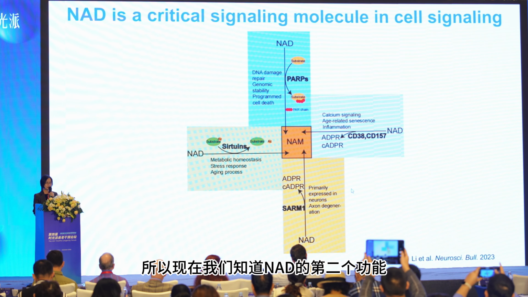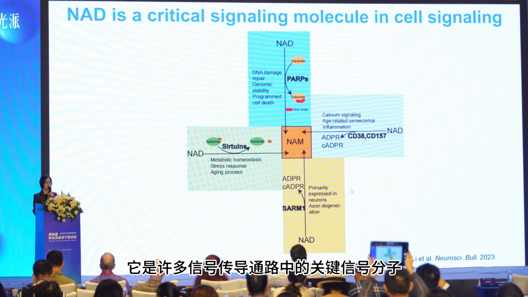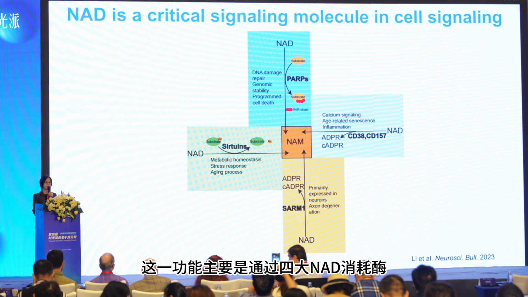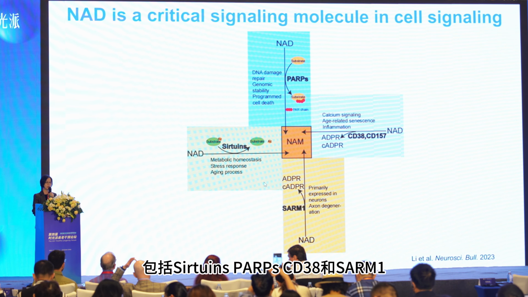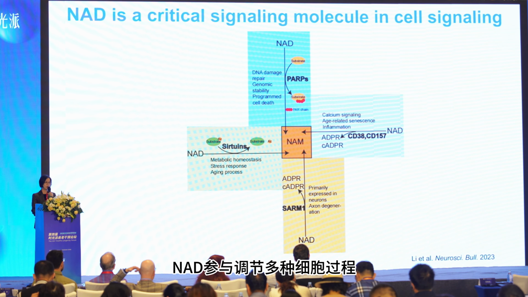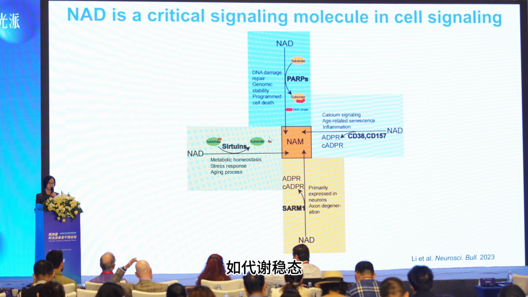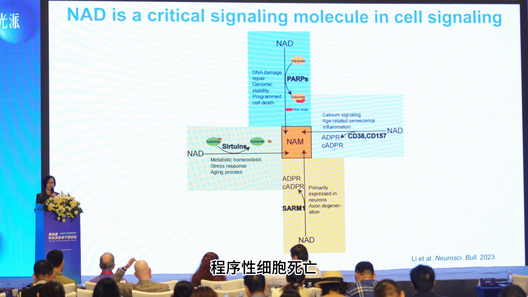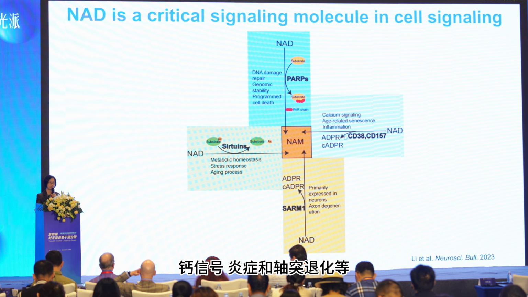The second function of NAD is that it's a critical signaling molecule in many signal transduction pathways. This function works mainly through four major NAD-consuming enzymes: sirtuins, PARPs, CD38, and SARM1. It regulates various cellular processes like metabolic homeostasis, stress response, aging processes, and also DNA damage and programmed cell death, calcium signaling, inflammation, and axon degeneration, etc.